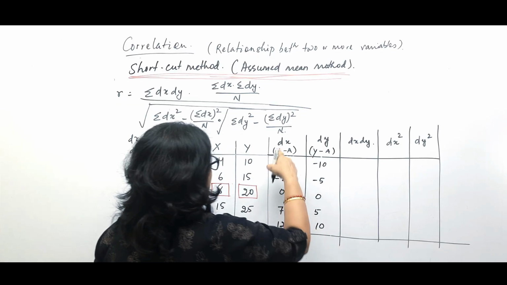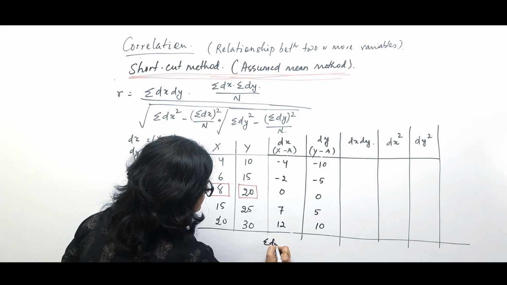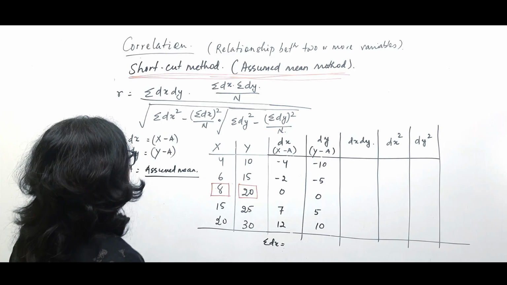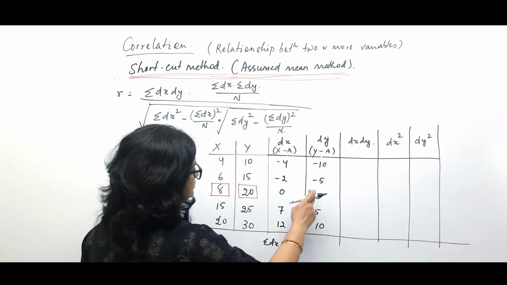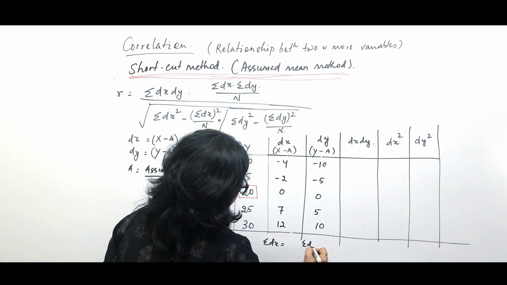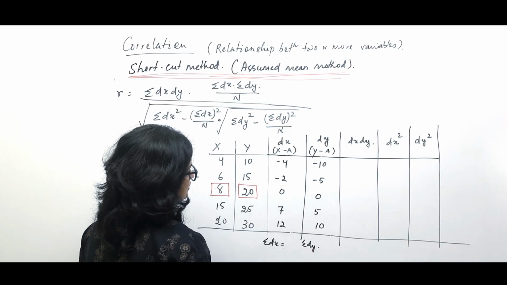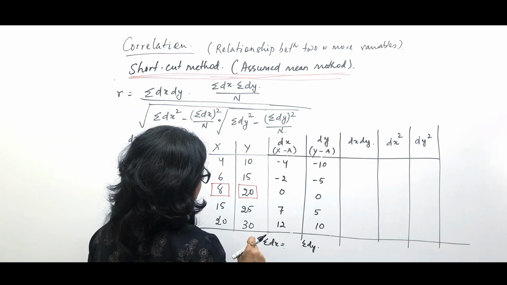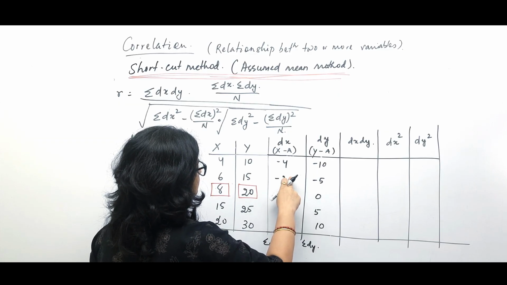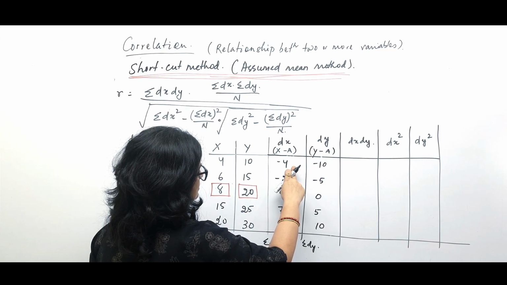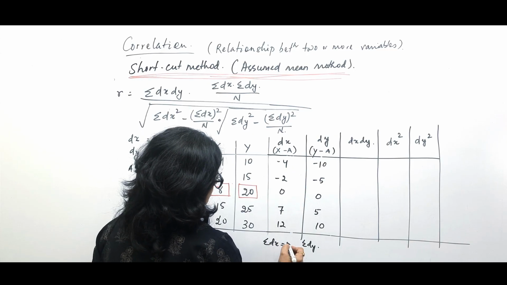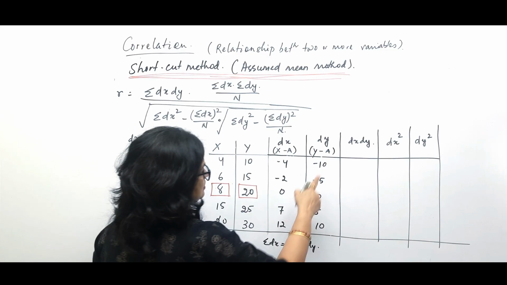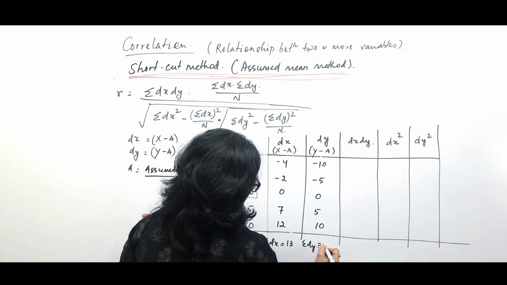Here we calculate sigma dx, which is 13, and sigma dy, which is 0.